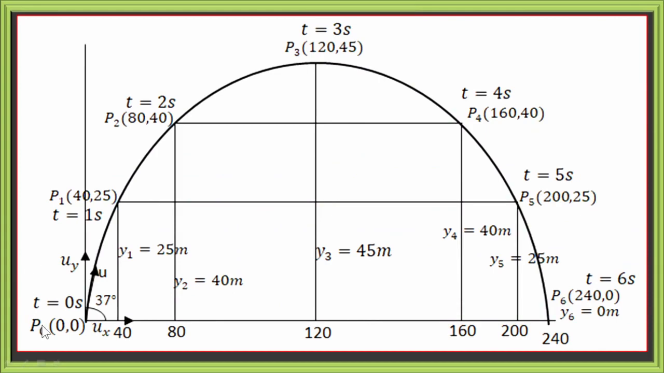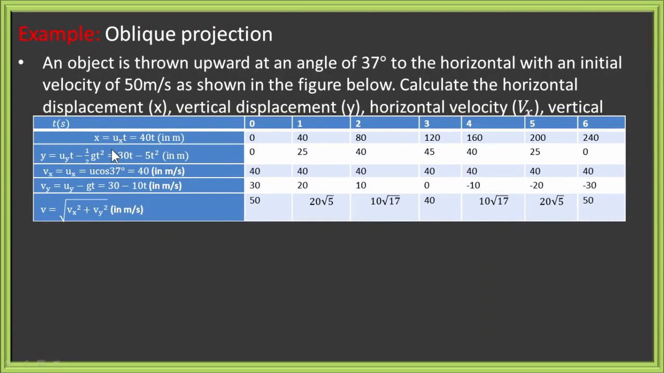Let us have a look at all this. In the first second, it has moved a distance of 40 meters. In the second second, it has moved 80 meters. At 3 seconds, it has moved 120 meters. At 4 seconds, it has moved 160 meters. At 5 seconds, it has moved 200 meters. And at t equal to 6 seconds, it has moved 240 meters. The gap between 0 and 40 is 40, between 40 and 80 is 40, between 80 and 120 is 40 meters, between 120 and 160 is 40 meters, and so on. So equal distance is covered within equal intervals of time. That is why we say the horizontal motion is uniform motion.